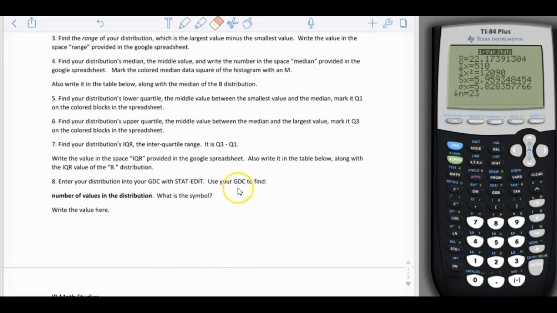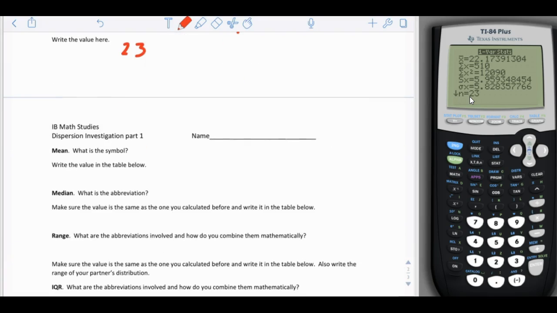It says to use the calculator to find the number of values in the distribution. What is the symbol? We're going to look through here. The symbol to find the number of pieces of data in the distribution is n. So you can see it's 23. We kind of already knew that, right? So we're going to write that down: 23, and the symbol is n. Mean, what is the symbol? Well, we know from the previous unit that the symbol for mean is x bar, and the value is 22.2. And median, what is the abbreviation?